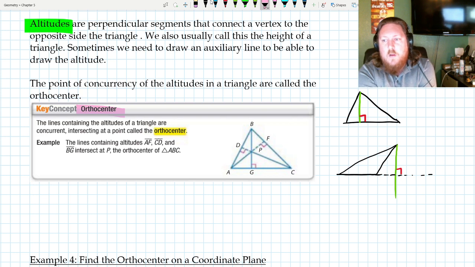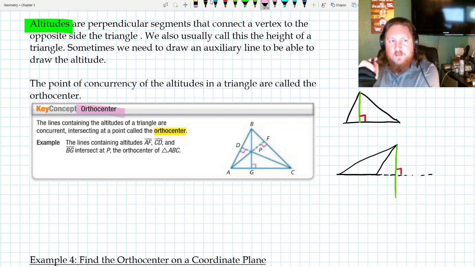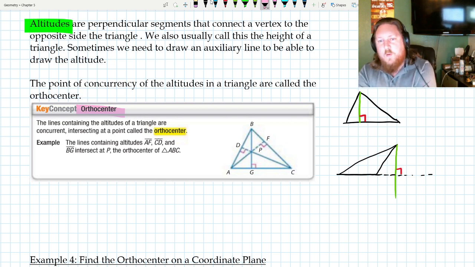And this is the one that's kind of sad. It doesn't have anything extra like the centroid cut the medians into a third and 2/3. The incenter made it so that you could find the radius of a circle inscribed in the triangle. The circumcenter found the radius of a circle that circumscribes the outside of a triangle. The orthocenter is just kind of there. It's a thing. It doesn't have anything special really for it.